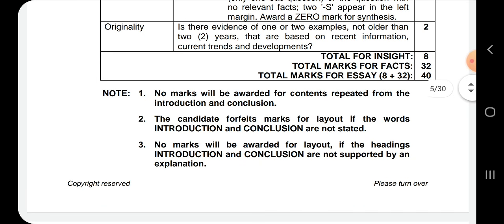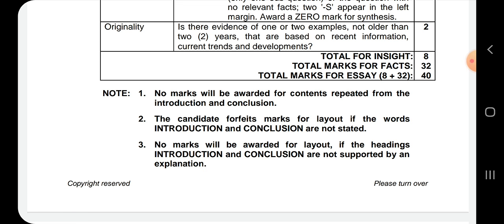No marks will be awarded for content repeated from introduction to conclusion. So you cannot write your introduction as a conclusion or in your body. Don't duplicate stuff, guys. Introduction is where you explain. If you're asked to write an essay about human resources, in your introduction, you explain what human resource is. In your conclusion, you give advice or effect about human resources. You can say in conclusion, a business that does not have a human resource function will not be able to hire quality employees. That is effect, and you're going to get your 2 marks.